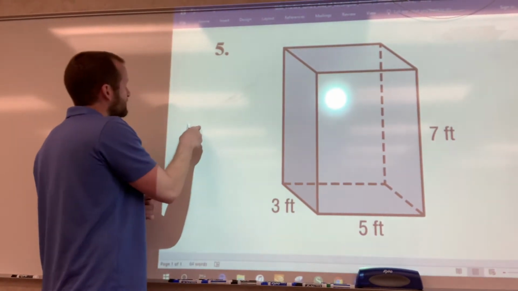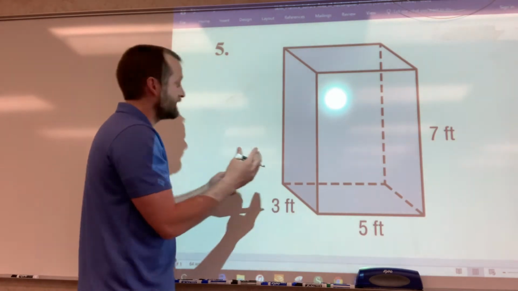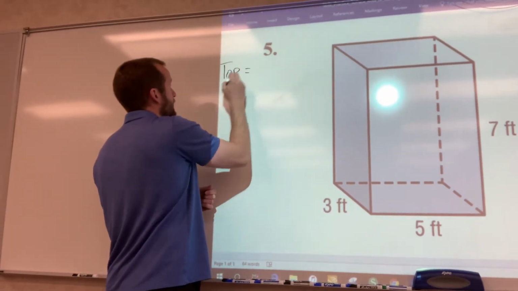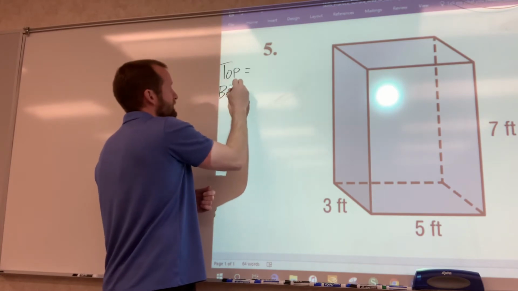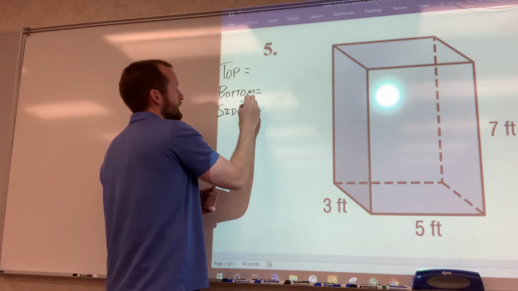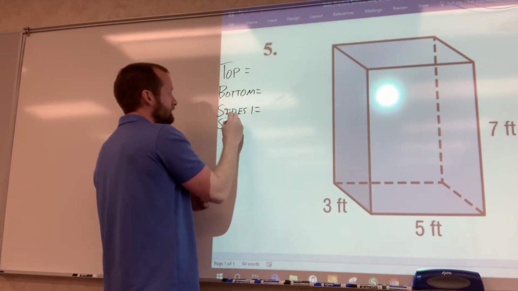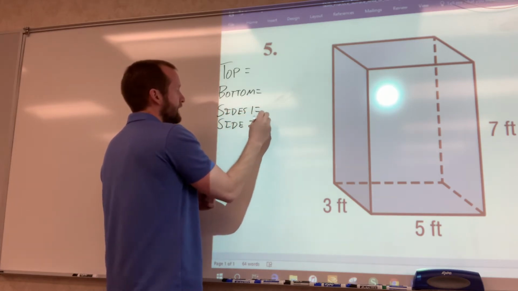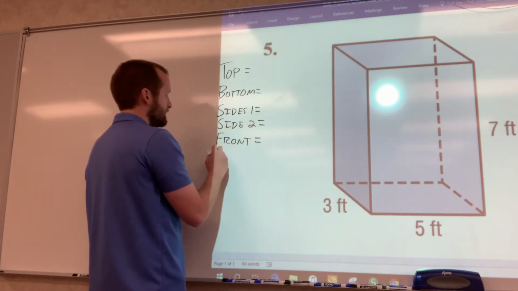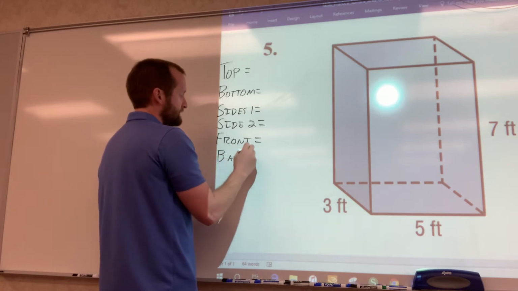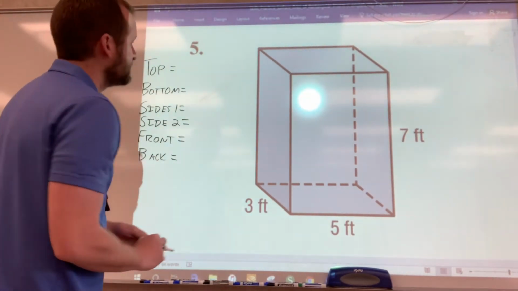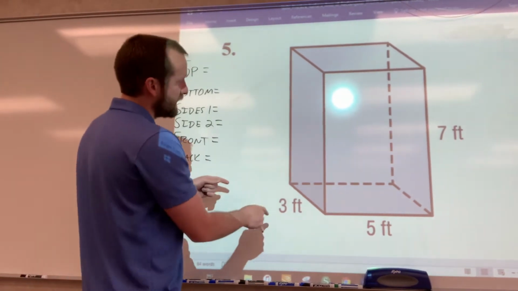So let's start, and I'm going to write up here to help me keep it organized. All right, we're going to find the top, we're going to find the bottom. Okay, we're going to find the two sides. So I'm going to put side 1, put side 2, and then we're going to do the front and the back. Okay, so let's find the area of each of these sides, and then when we're finished with that, we can just add them all together.